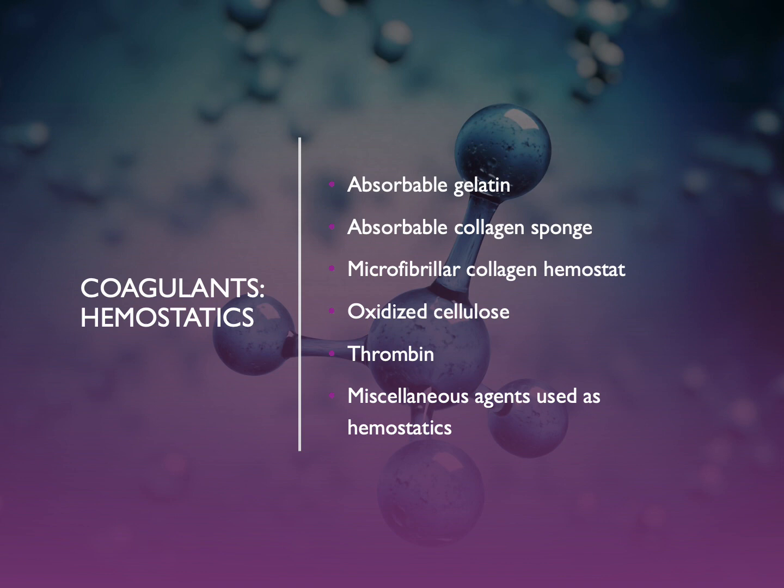So if you take a look at box 9.1 in your textbook, you're going to see a list of topical hemostatic agents. Some of those categories include absorbable gelatin, absorbable collagen sponge, microfibrillar collagen hemostat, oxidized cellulose, thrombin, and miscellaneous agents that we use as hemostatics, and we are going to talk about each of these categories in a bit more detail.